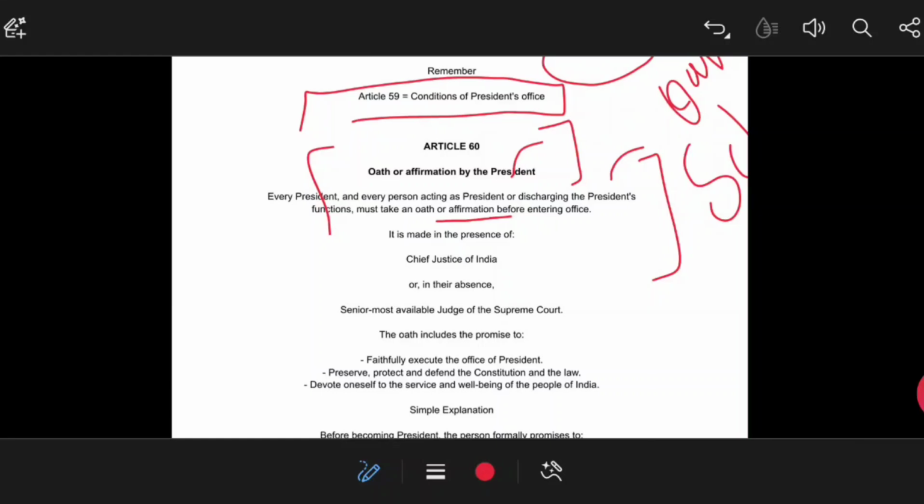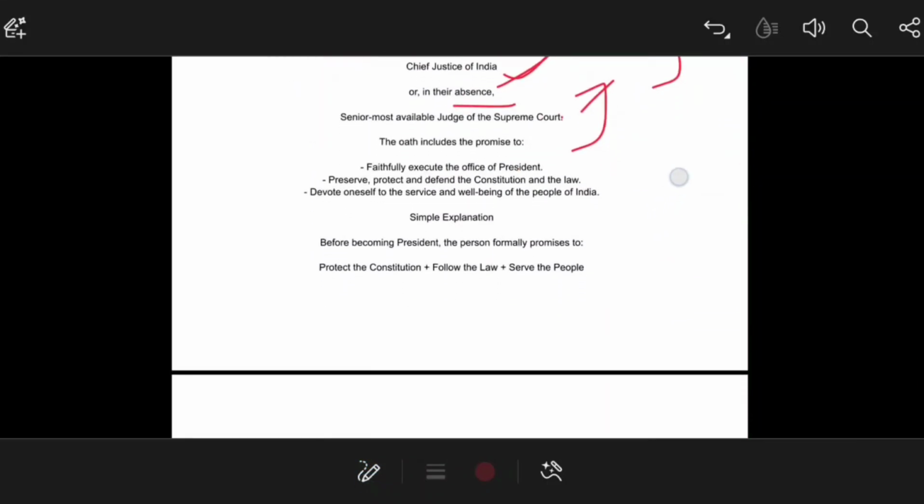And what is the oath basically? It is made in the presence of the Chief Justice of India. That means the responsibility or the power to let the president take oath lies with the Chief Justice of India, or in their absence the senior most judge of the Supreme Court. So here you will not find the mention of the Chief Justice of High Court or the Chief Justice of other court, or the judges of High Court.